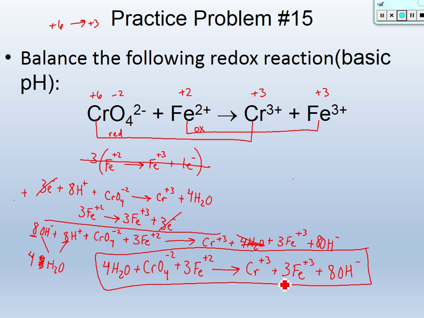But also you got to make sure you balance the charges. What's the total charge on the left side? Looks like we have a minus 2. And what's 3 times plus 2?